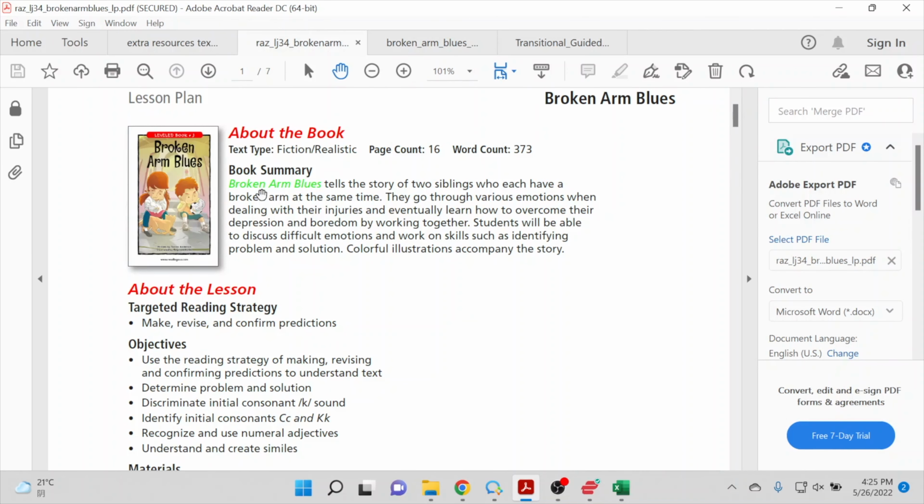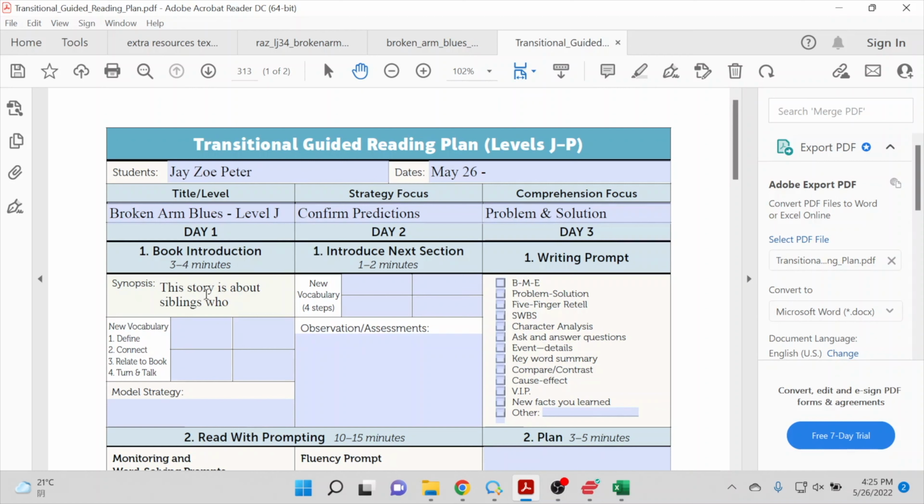We fill this out with a synopsis, like what is the book about? Broken Arm Blues tells the story of two siblings who each have a broken arm at the same time. This story is about siblings who both have a broken arm. They face many challenges that they overcome throughout the book.